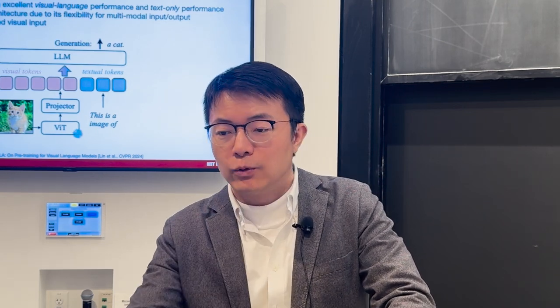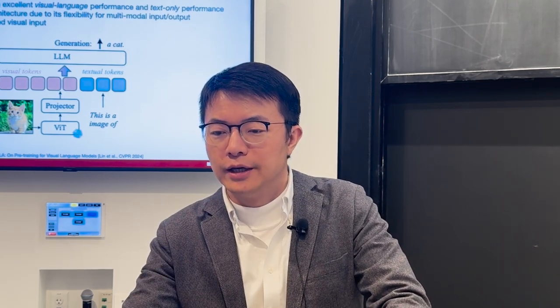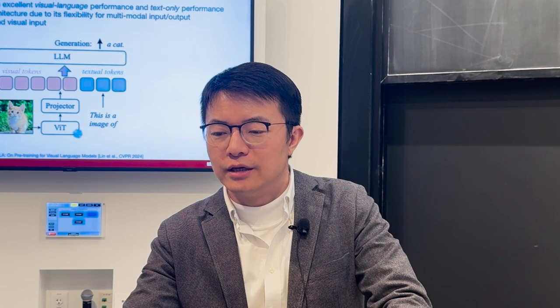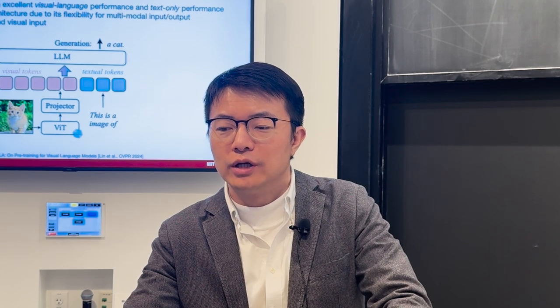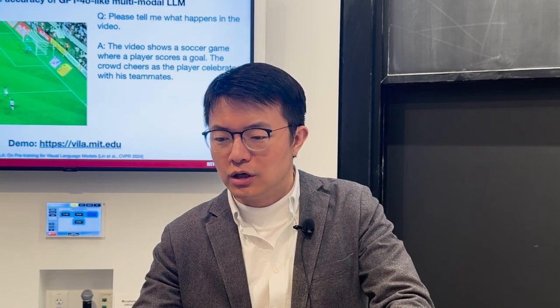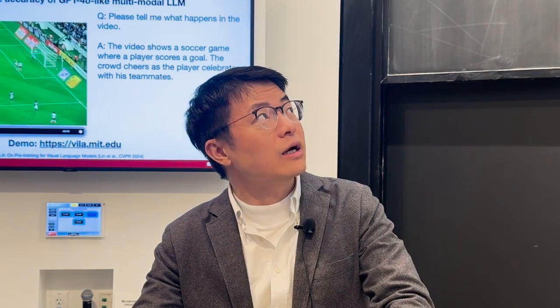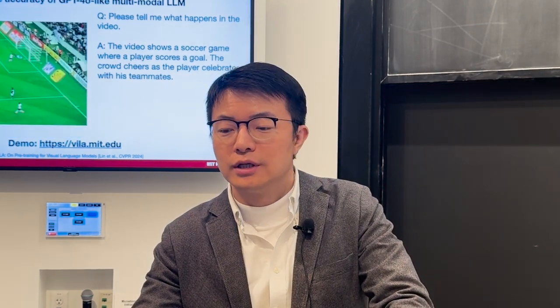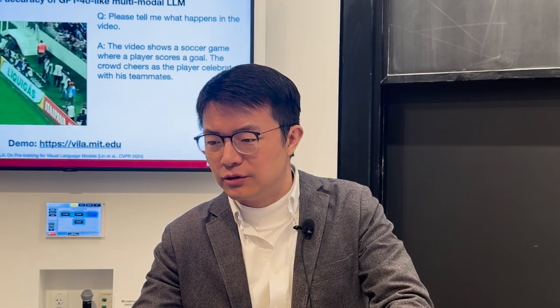AWQ also works for visual language models. Basically, given an image or video, you want to tell what is happening and do question answering. We're going to talk about that in a later lecture. Like, given a video, here is a football soccer game. Please tell me what happens in the video.